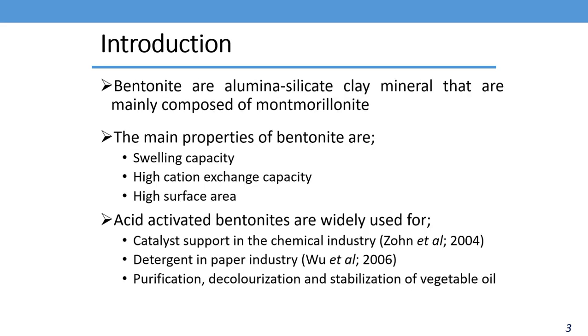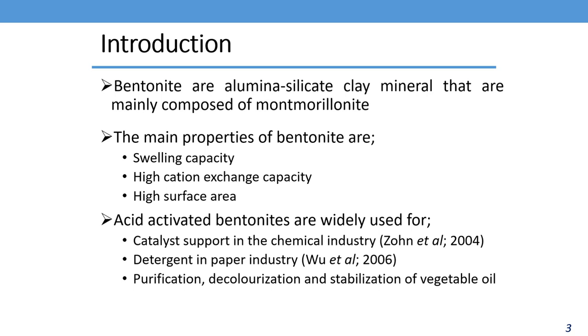Bentonite are alumina-silicate clay that are mainly made up of montmorillonite. There are two types of bentonite mainly, the sodium-based bentonite and the calcium-based bentonite. The main property of bentonite is that they have high swelling capacity. It was found that the sodium-based bentonite has higher swelling capacity than the calcium-based bentonite. They have high cation capacity ranging from 70 to 130 milliequivalent per 100 gram.